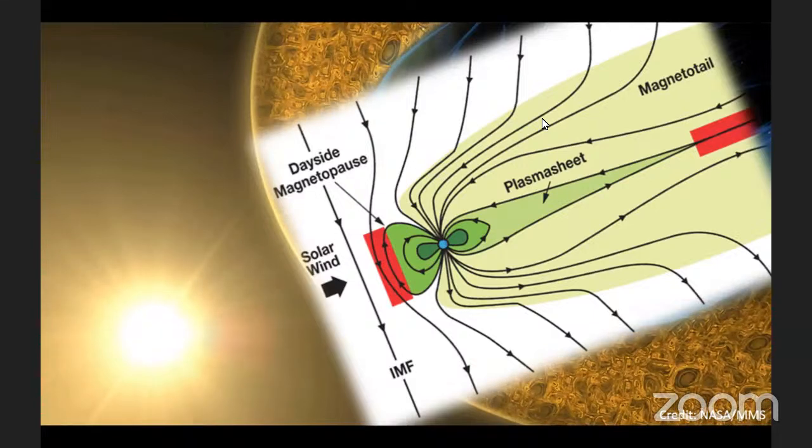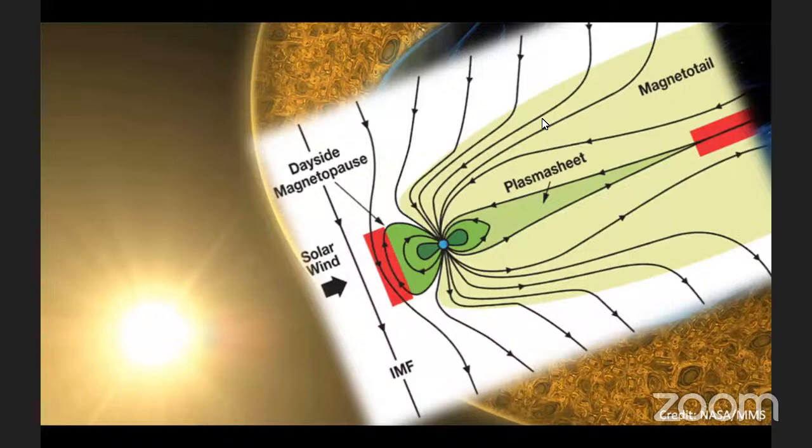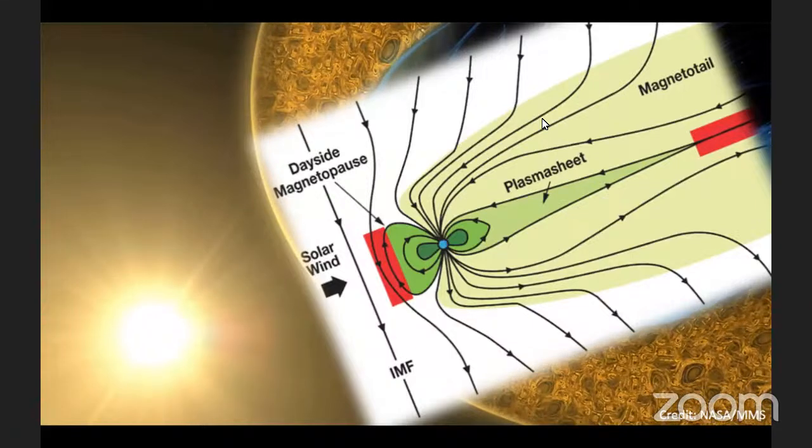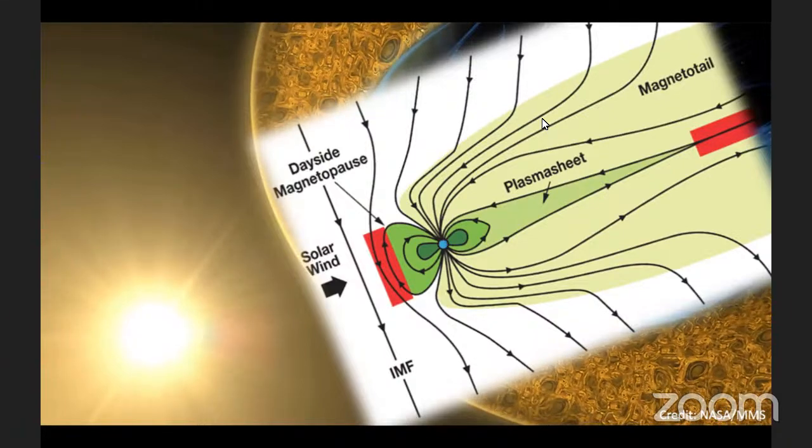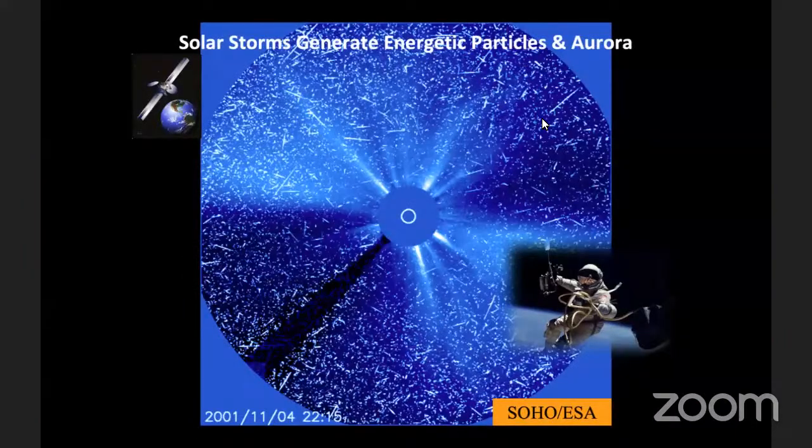But what we can have is that these particles can come through the polar region. That's what they try, because they come here, they gyrate along the magnetic field lines. They cannot cross straight away, and they try to enter the higher latitudes. And that's how it can give you auroras and so on. Probably I have a picture of that. So these solar storms generate energetic particles and aurora.